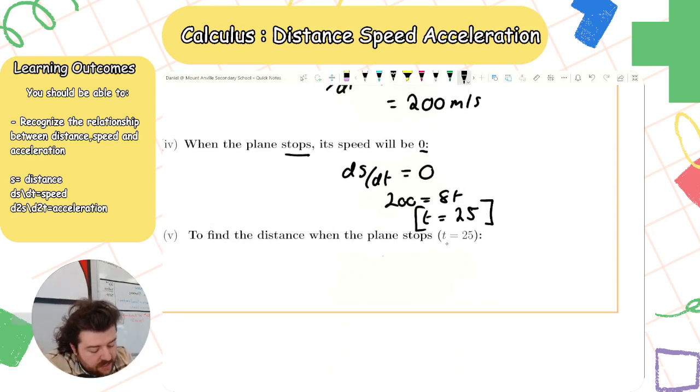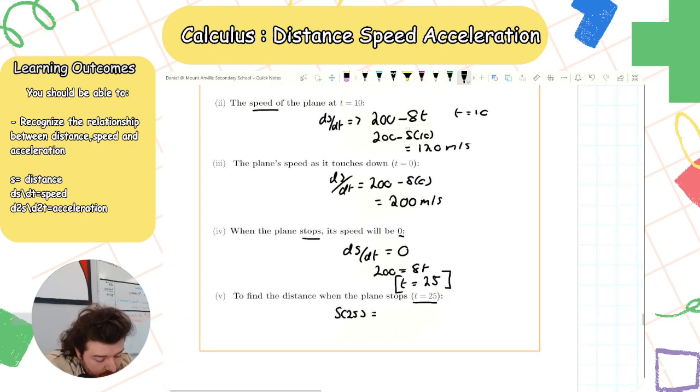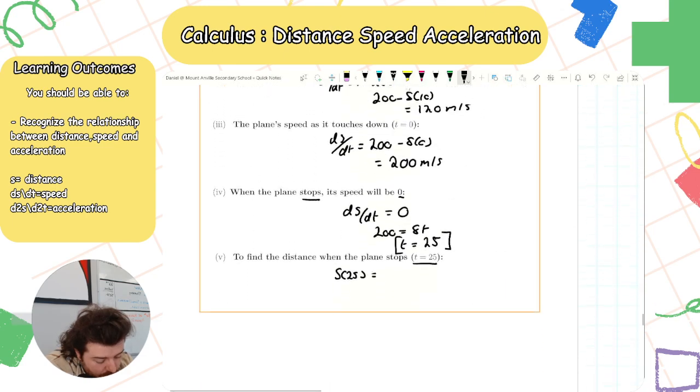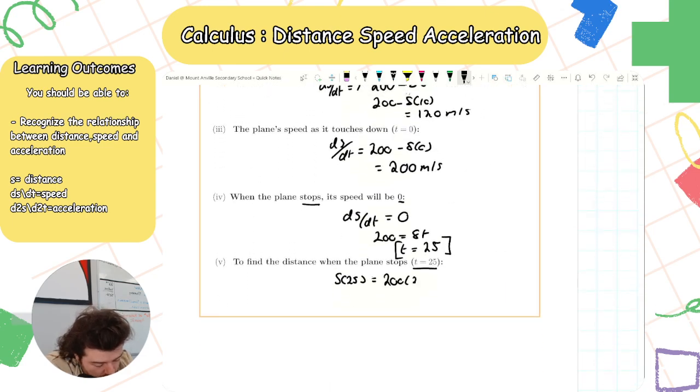Then finally, find the distance when the plane stops. When the plane stops, t is equal to 25. So we're looking for how far the plane has traveled. So it's s(25) is equal to 200 times 25 minus 4 times 25 squared.